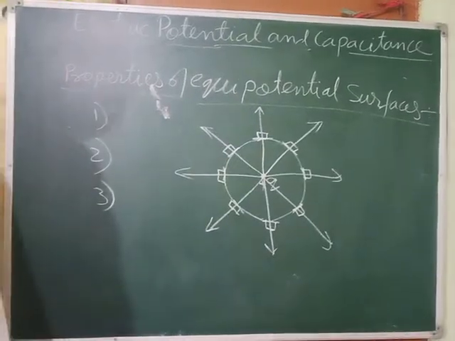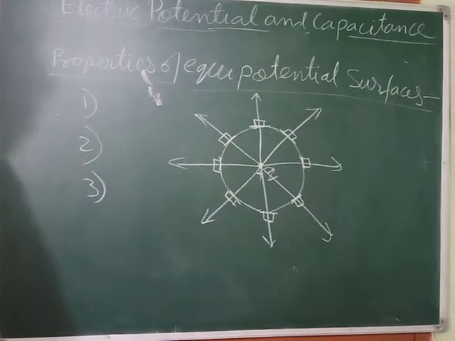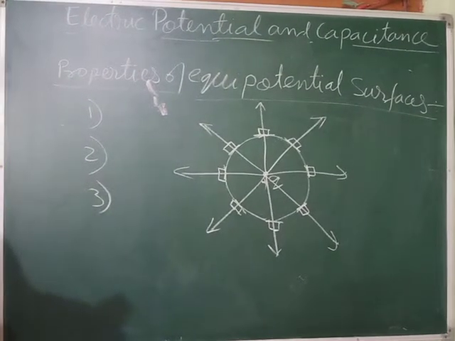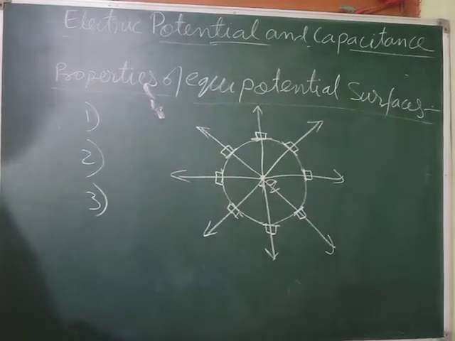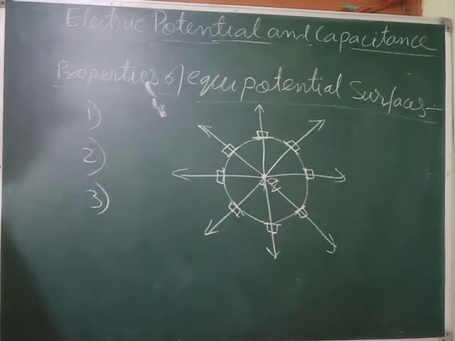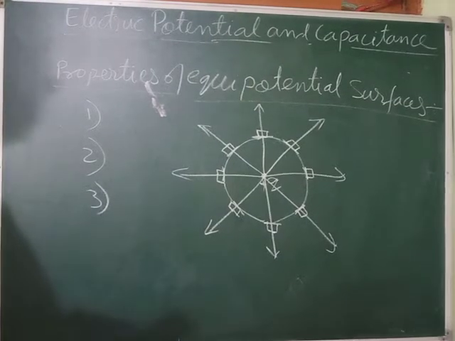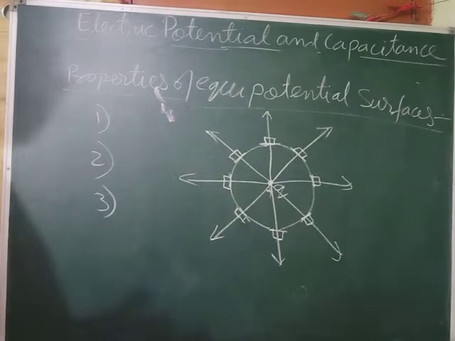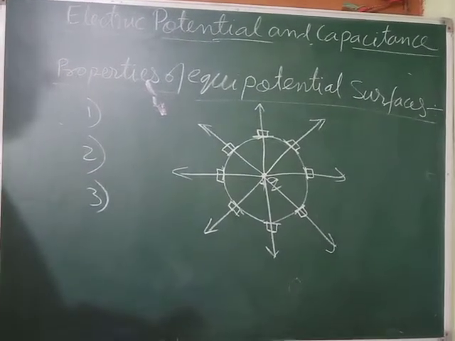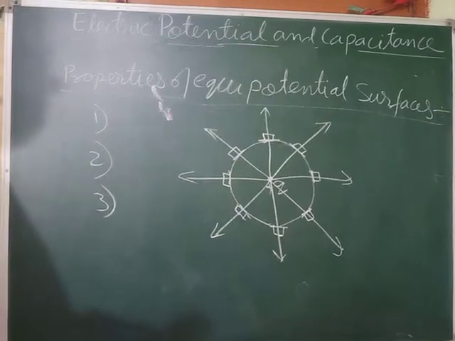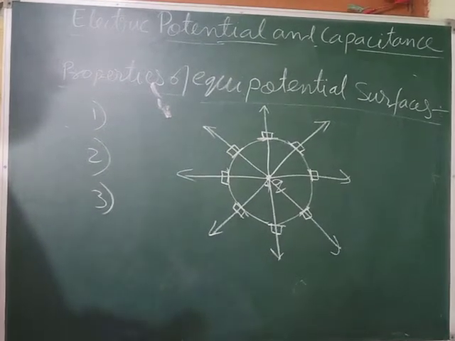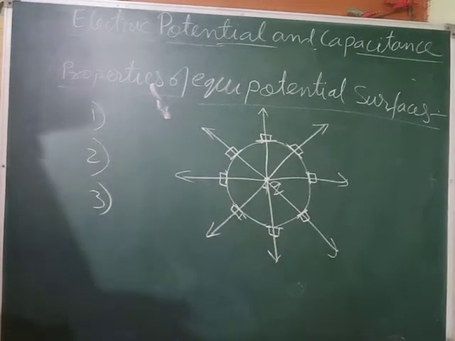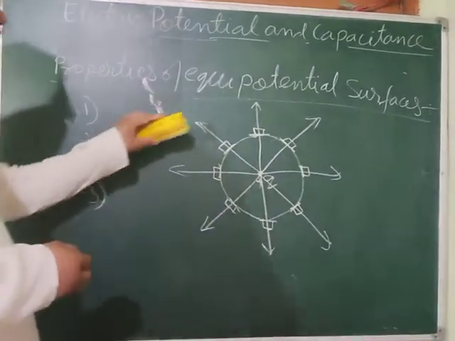Or we can say the third property. Write down: equipotential surfaces are closer together in the region of strong electric field and further apart in the region of weak electric field. So what does the third one state?